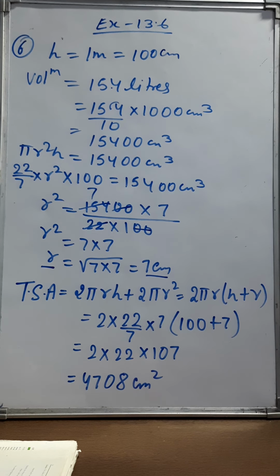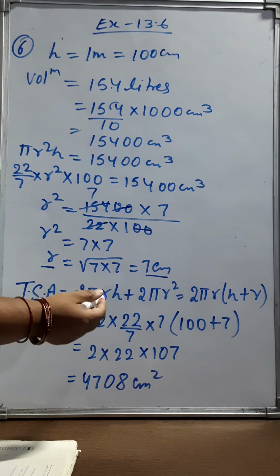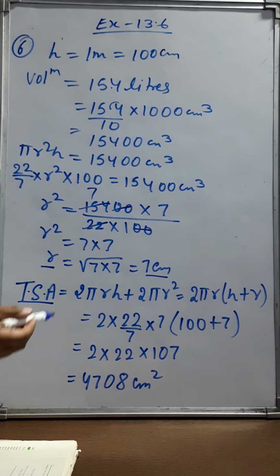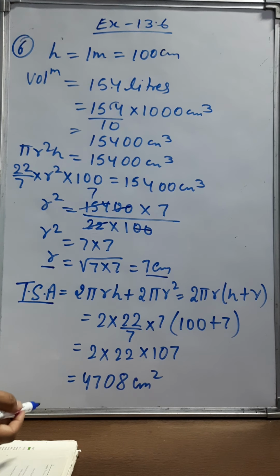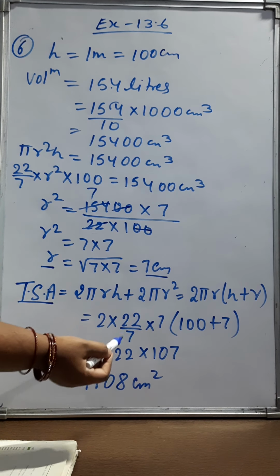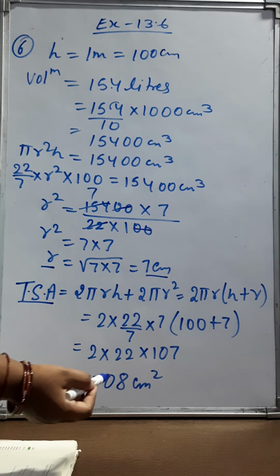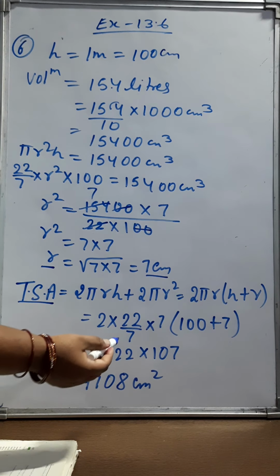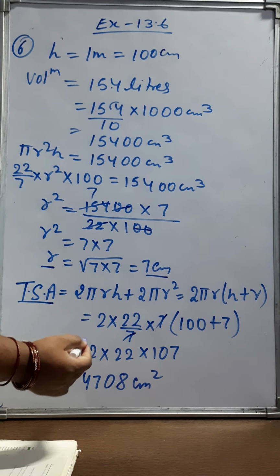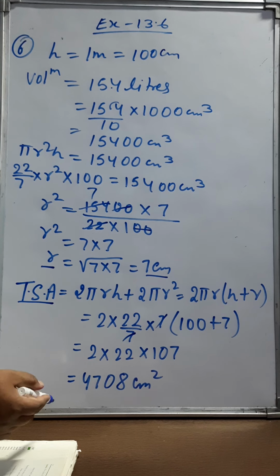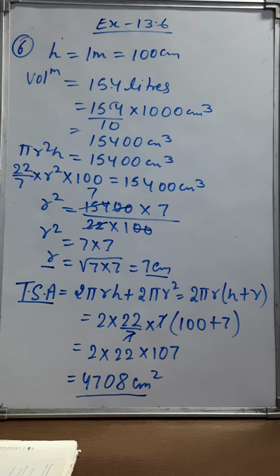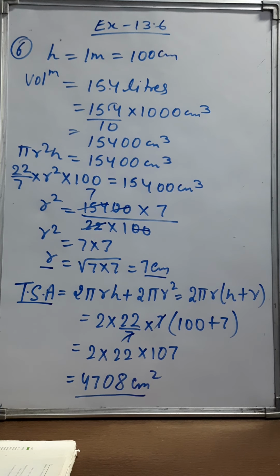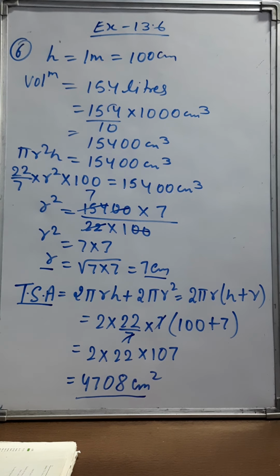So for that we will calculate the total surface area of the vessel, which is 2 pi RH plus 2 pi R square. From these, 2 pi R can be taken common. Inside the bracket we have H plus R. So R value we can put 7 and H is 100 centimeter plus 7. So this 7 will get cancelled. We have 2 into 22 into 107. We are getting 4708 centimeter square metal sheet is required to make this vessel.